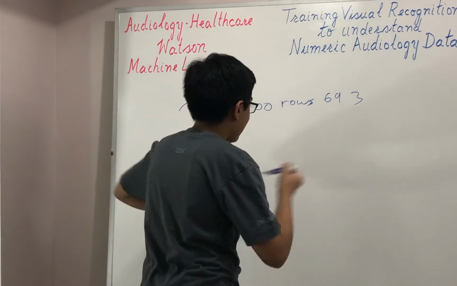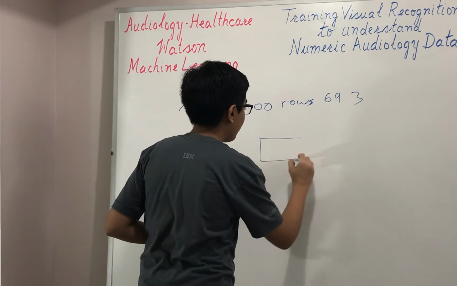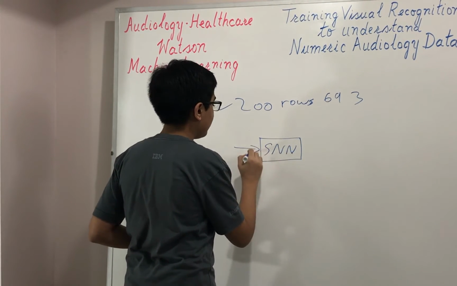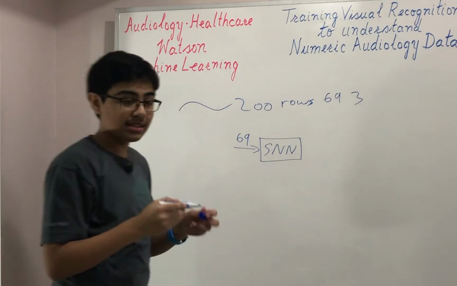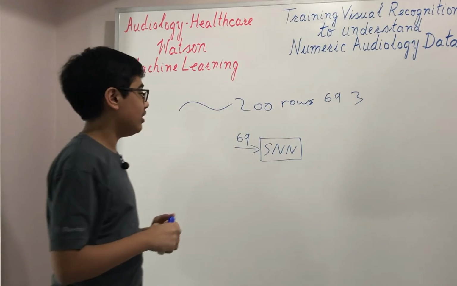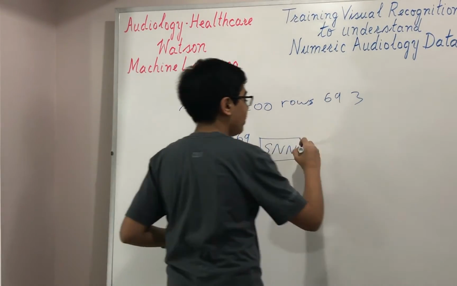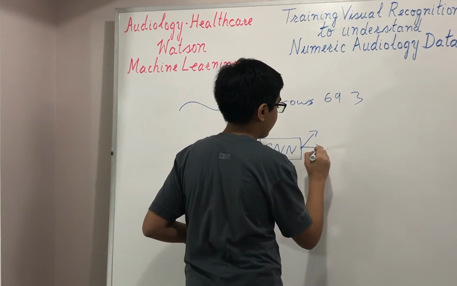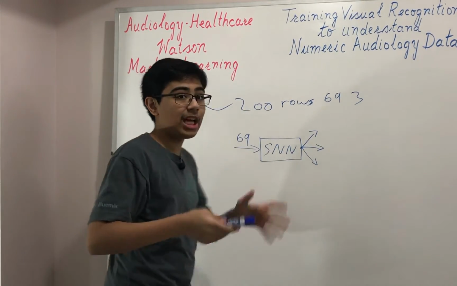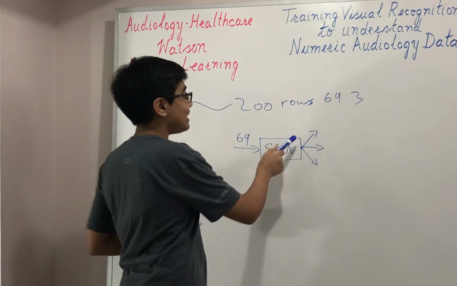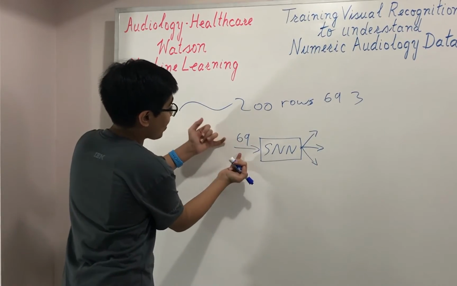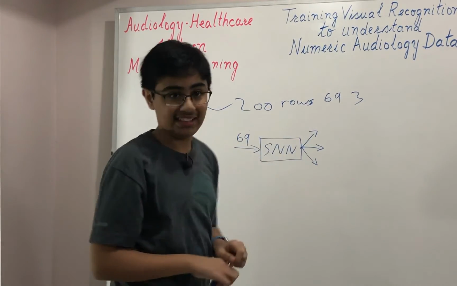And so what I did is I created a shallow neural network. We fed in those 69 attributes, and we trained this neural network to learn that audiology data set. Our neural network gave us 3 outputs at the end, and each of these outputs corresponded to a different type of hearing disorder. These outputs gave us the probability values of the person that these attributes are describing having one of these hearing disorders.